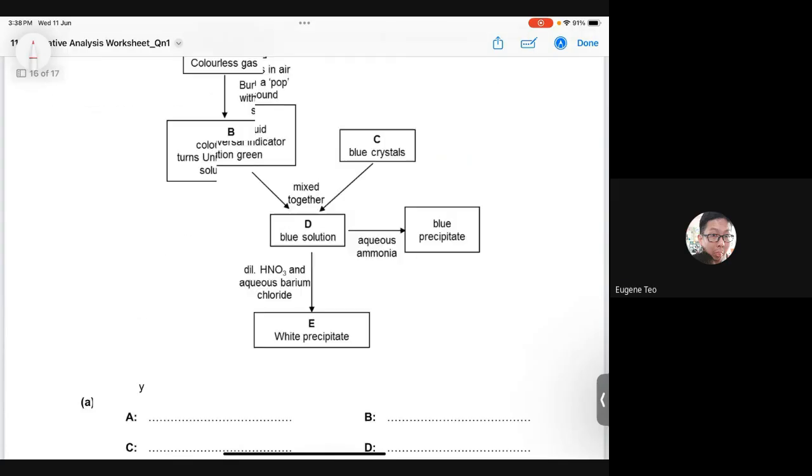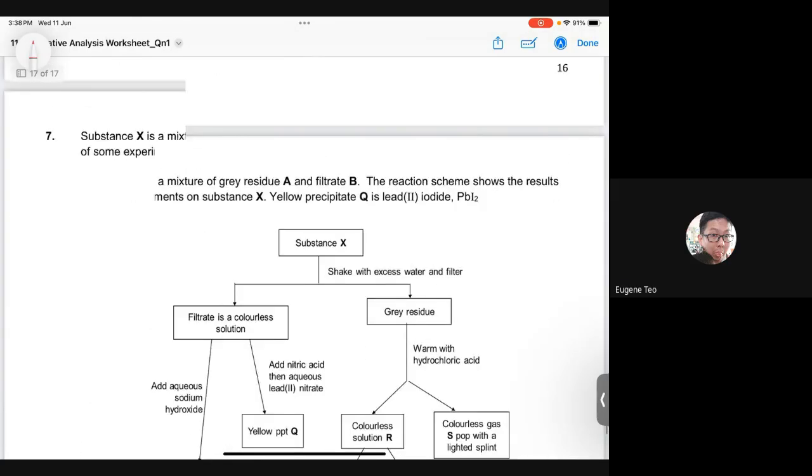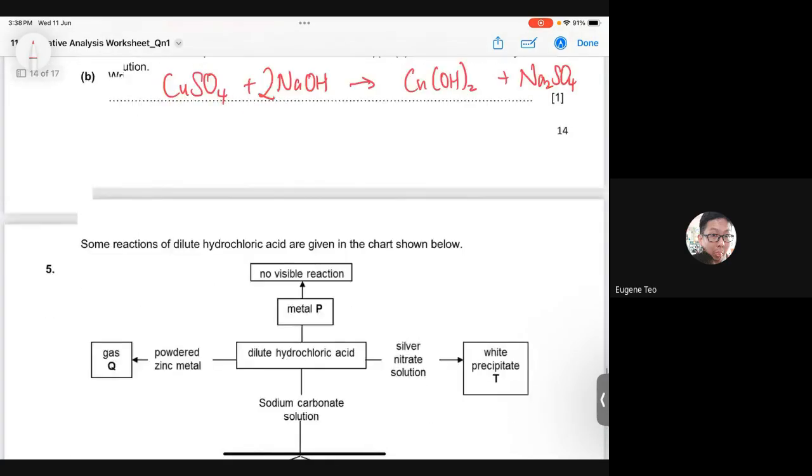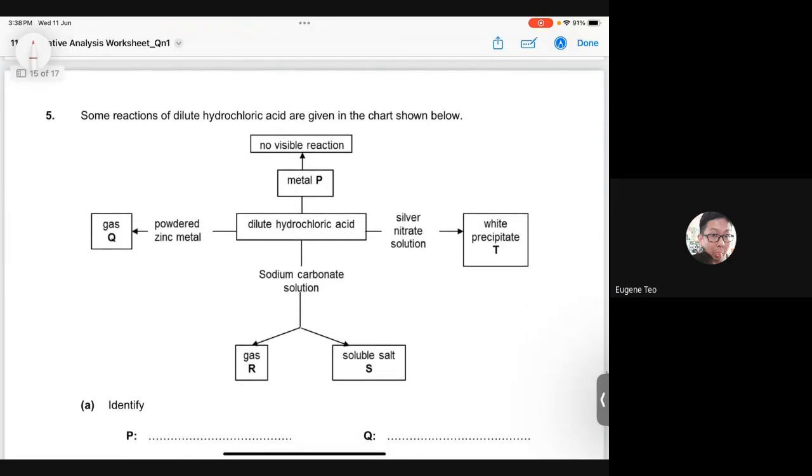Some of the more interesting ones are as follows. So I'm just going to run through the rest of this worksheet as quickly as I can now, so that it won't be too boring for you. Okay, first one, question 5.